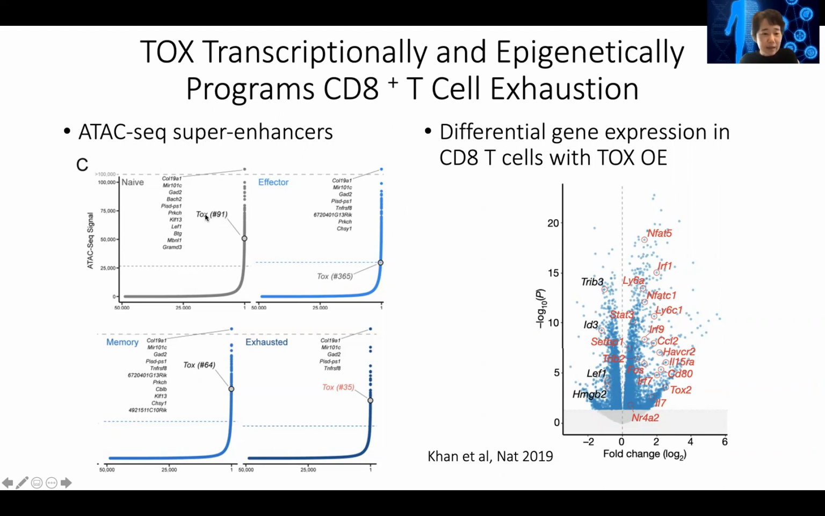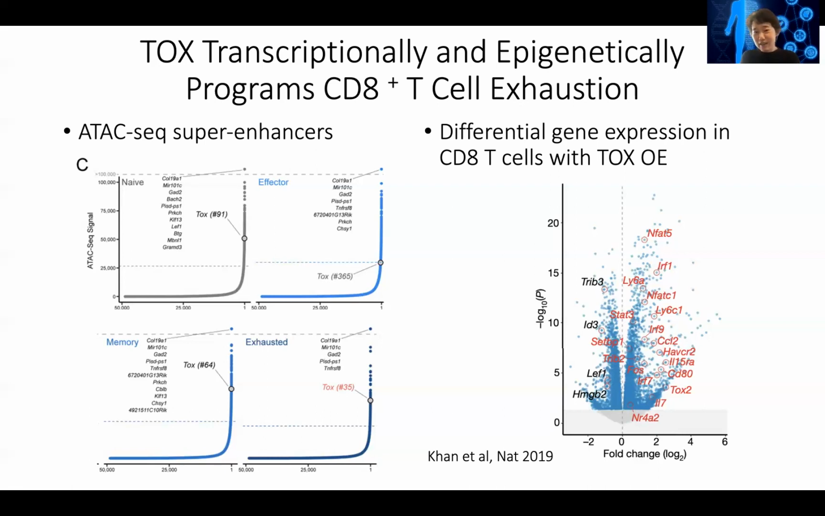And so they see this transcription factor called TOX. In the naive T cells, the rank is 91. And in the effector, this is the T cell just getting activated, TOX dropped to 365. But then when you have memory T cells, that's when you start to see early exhaustion markers. You see TOX becoming rank 64. But then in the very fixed dysfunctional state, they see TOX ranked at 35. And this is actually a potential indication that epigenetically, this gene is becoming more and more important.